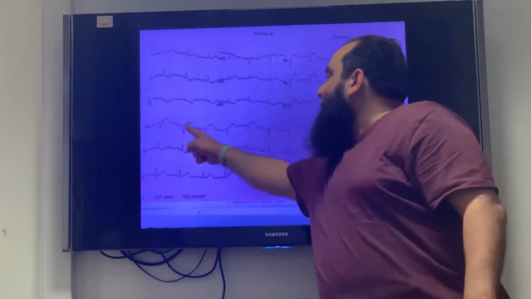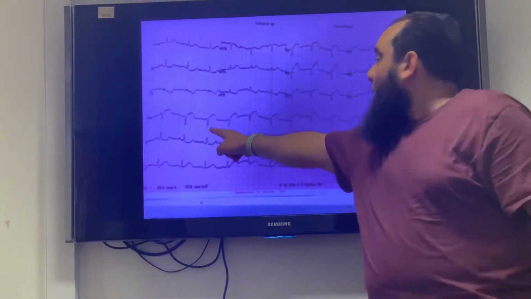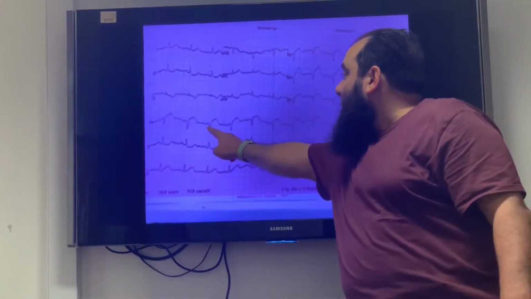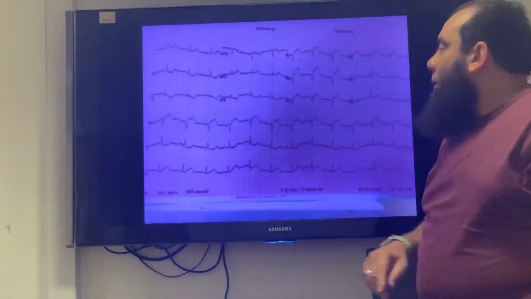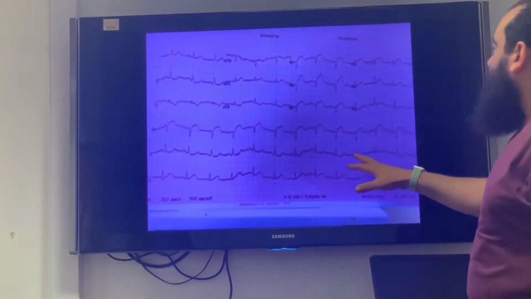Can we see the QRS over here? There is a Q wave. It's wide and this deep, maybe 6, 7. Can you see the ST after it? It's curved and elevated. I'm sorry for the photo.